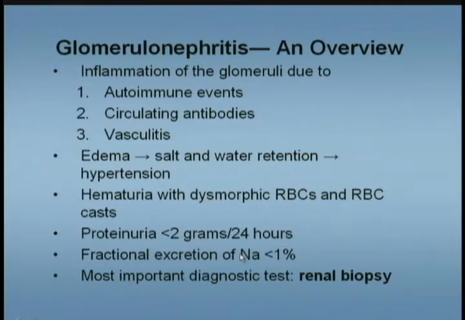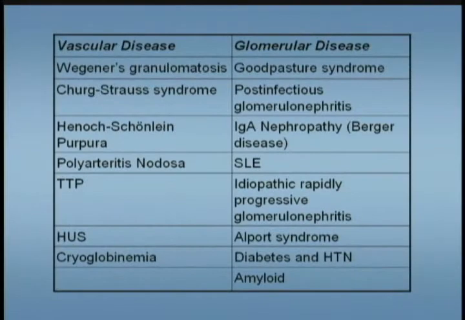Now, the single best initial test is always the urinalysis, looking for red cells that are dysmorphic, red cell casts and protein. The most accurate test overall is not a 24-hour urine, it's a renal biopsy. So for glomerulonephritis, the single most accurate test for all of them is a renal biopsy. Now, what is the difference between these things?